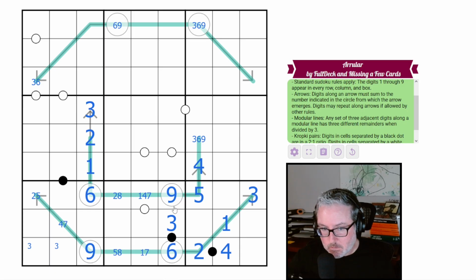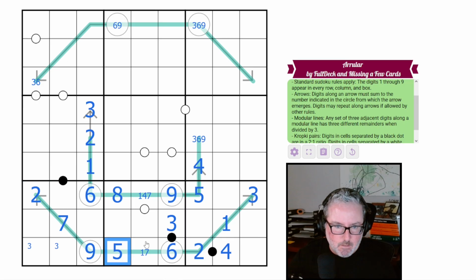I don't know. Oh wait, this 5 here. Look here. This is a 2, which means this has to be a 7, which means this has to be an 8. This is a 5. Okay, there we go. That was helpful.